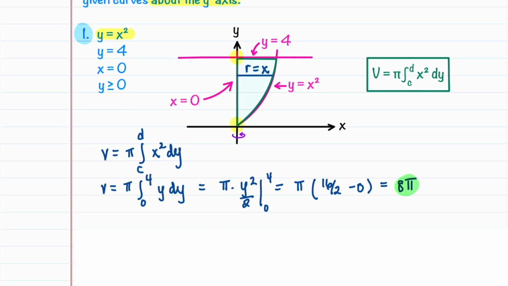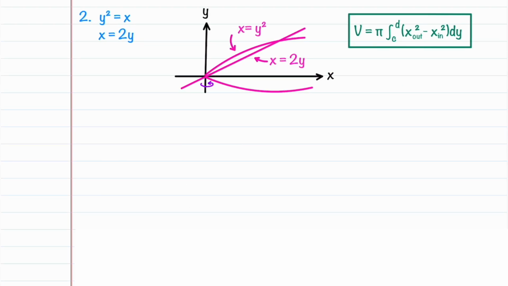This example that we just did is an example where our region was lying right against the y-axis. In our second example, we have a region where there is a gap between our region and the y-axis. We have two curves, x is equal to y squared, and x is equal to 2y. The region that is enclosed between these two curves is this region right here. And we're going to revolve this region about the y-axis.